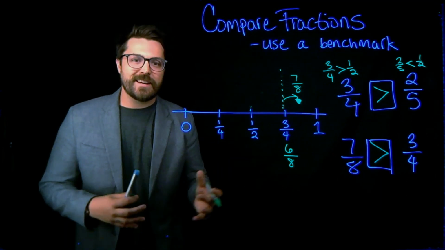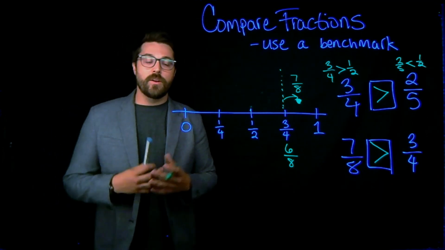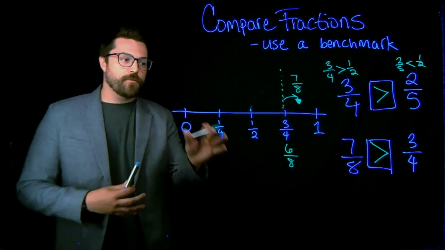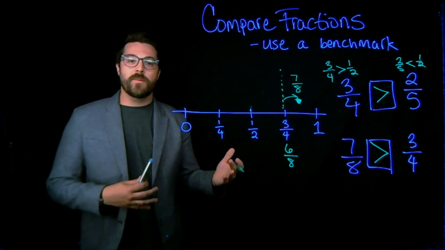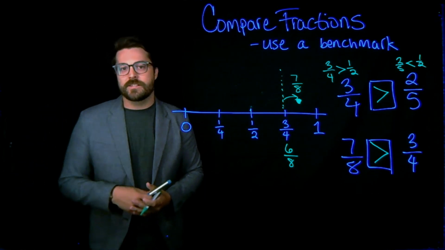We can use this idea of benchmark quantities to make lots of comparisons. If we know how both of our fractions are related to a fraction that we have a better understanding of, we can make that comparison without having to use any rules or tricks, and we can continue to build our understanding of fractions.